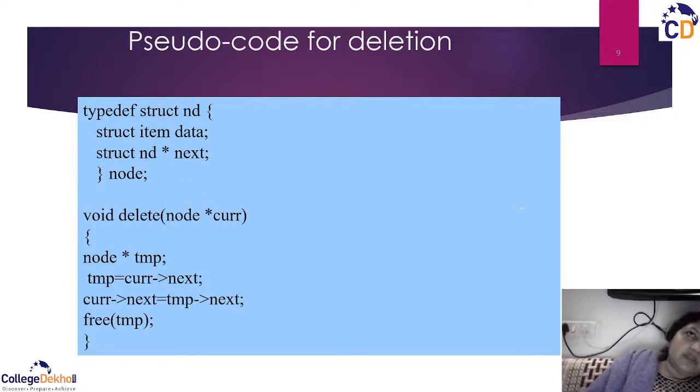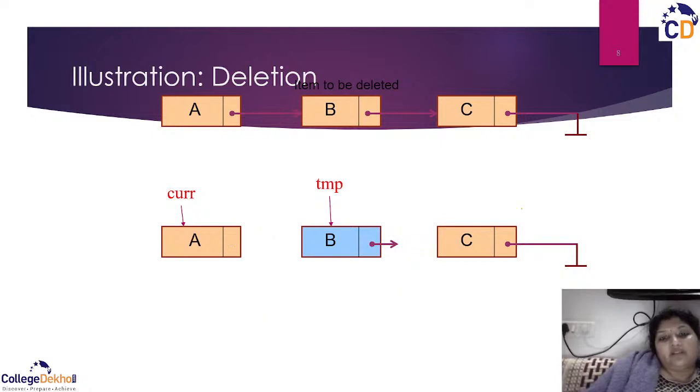Again the same syntax, the same structure will be there. You have data, you have the next pointer, and then you have the current pointer in your delete function. Now your temp will be holding the current next, which is assigned to your temp variable, and current next is now pointing to the temp next. Whatever was in temp next is assigned to the current next, and then we free the temp. Free temp means we are deleting the element node, that is the B node. So this is how we are performing the different operations on a linked list.